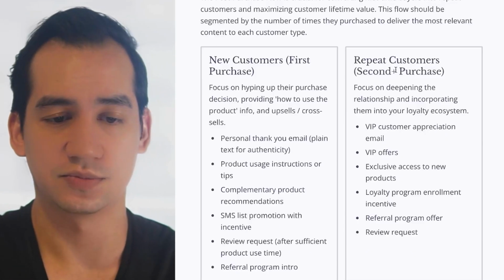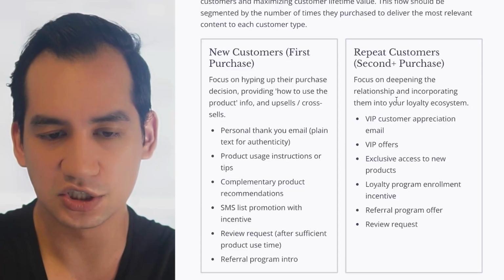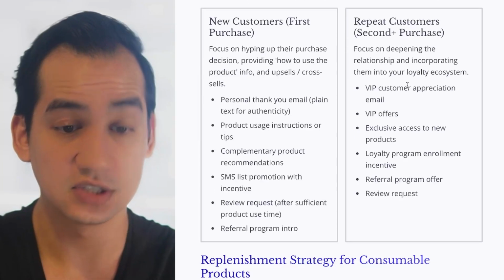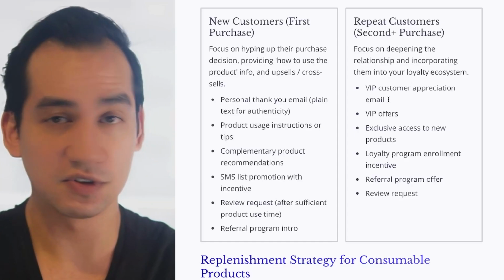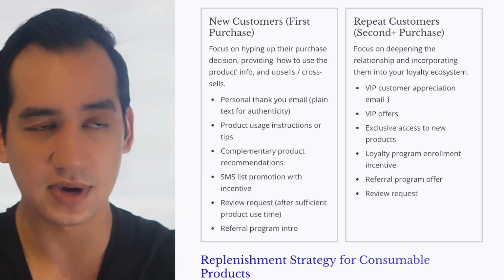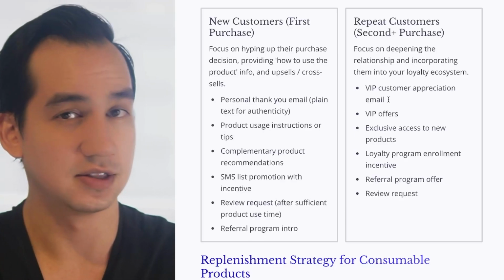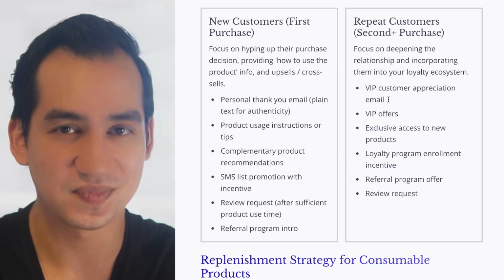So return customers, all right? People on their second or more purchase, focus on deepening the relationship and incorporating them into your loyalty ecosystem if you have one. So this one's a VIP customer appreciation email. Again, this one's going to be plain text. If they're on their second purchase, and let's say you have a VIP flow with exclusive offers on your third purchase, let them know about that on email number 2. That's going to get them hyped up to become a VIP customer.